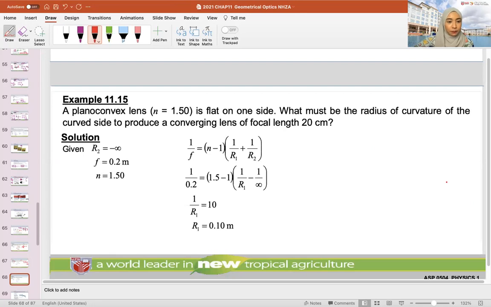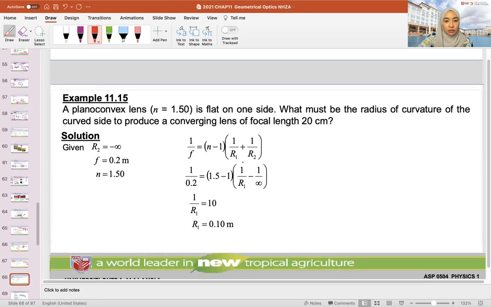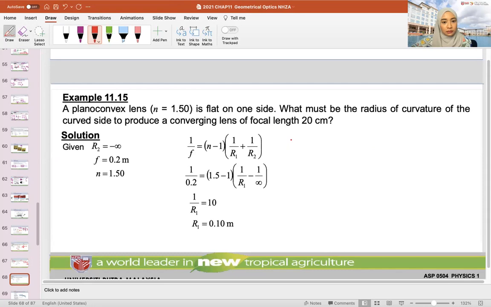Next one. A plano convex lens, n is equal to 1.5, is flat on one side. The word here is plano, flat, convex, bulging. So it looks like this. It's flat on one side. What must be the radius of curvature of the curved side? It's asking what is the R over here to produce a converging lens of focal length 20. So it wants to produce a converging lens. So we know that it's supposed to have a positive R value. But what about the flat side?